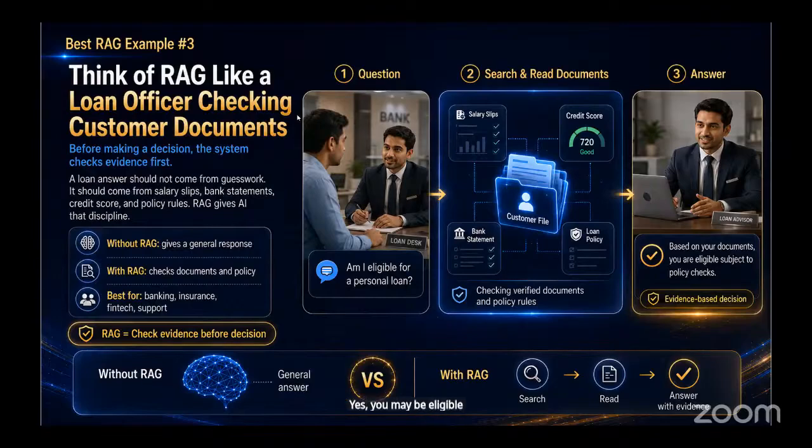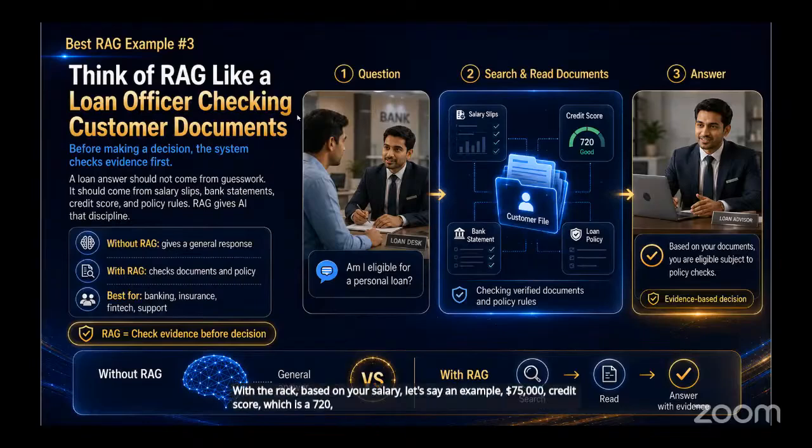With RAG, based on your salary, let's say 75,000, a credit score of 720, and the current EMI obligation, the customer is eligible for a loan of up to, let's say, 6 lakhs as per policy.